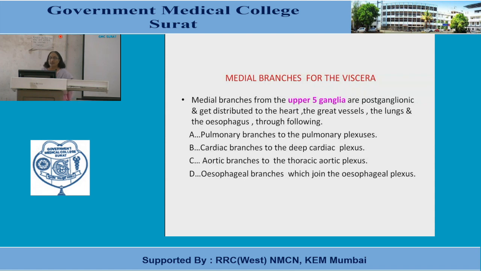So the pulmonary branches to the pulmonary plexus supply the lungs. Cardiac branches to the deep cardiac plexus supply the heart and the great vessels. Aortic branches go to the thoracic aortic plexus with the great vessels, aorta, and esophageal branches join the esophageal plexus which supplies the esophagus. So all these structures supplied go to form the plexus.